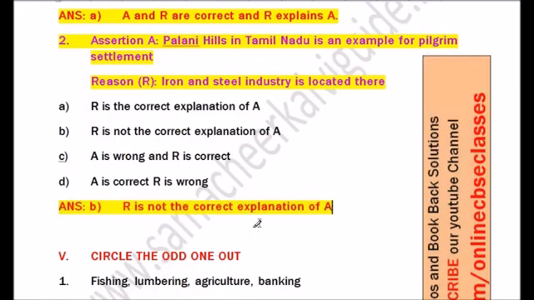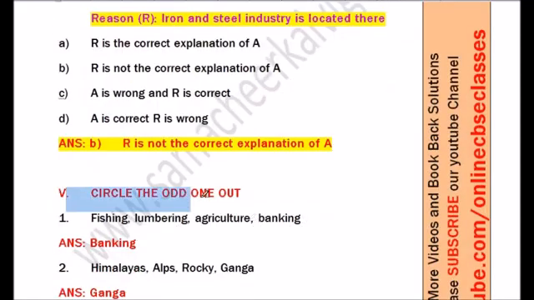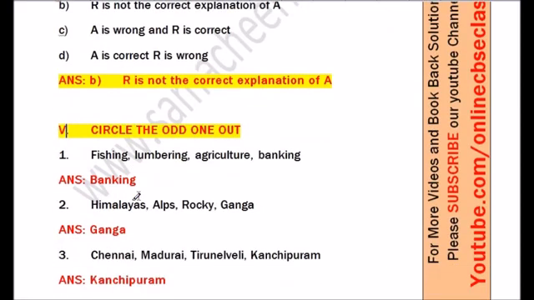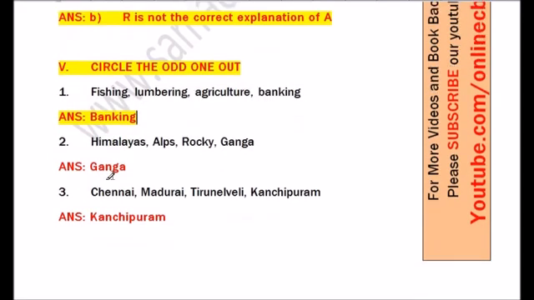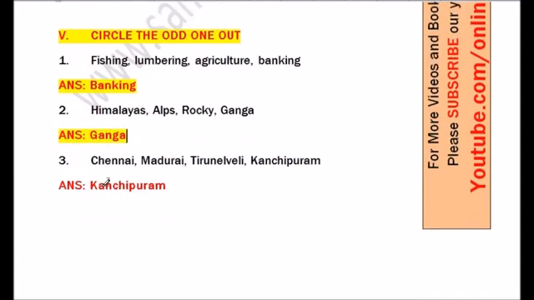Question number 5. Circle the odd one out. Fishing, lumbering, agriculture, banking. Answer is banking. Himalayas, Alps, Rocky, Ganga. Answer is Ganga. Chennai, Madurai, Tirunelveli, Kanchipuram. Answer is Kanchipuram.